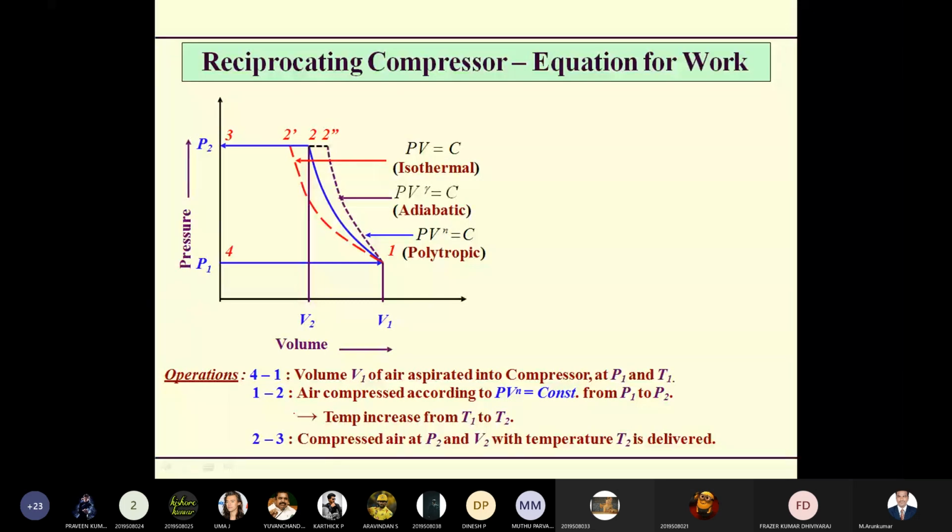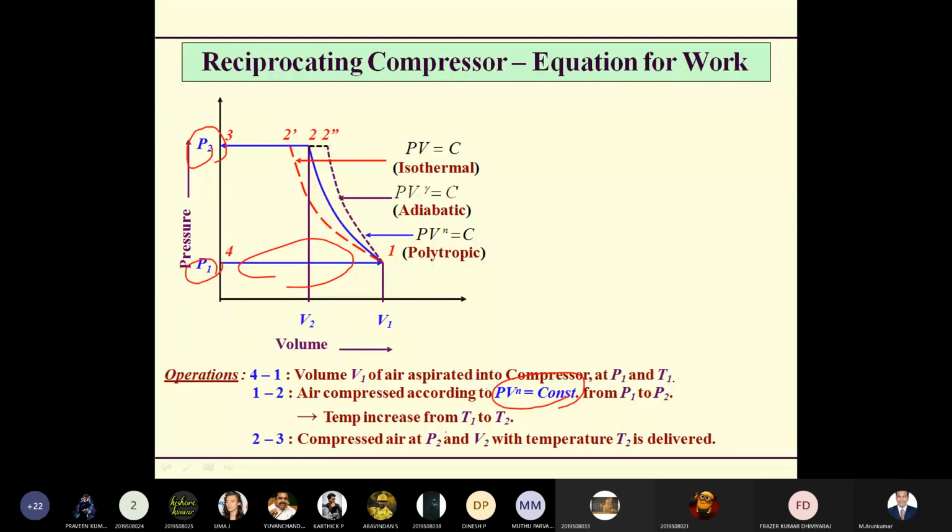The process 4 to 1 will be the volume V1 of air aspirated into the compressor at P1 and T1. So we will suck the air. Then in process 1 to 2, the air is compressed according to the polytropic process equation, PV^n equals constant. From P1 to P2 we will get the compressed air. The pressure of this air increases, right? P1 is low pressure and P2 is high pressure. We can get the high pressure air by the use of this 1 to 2 process.